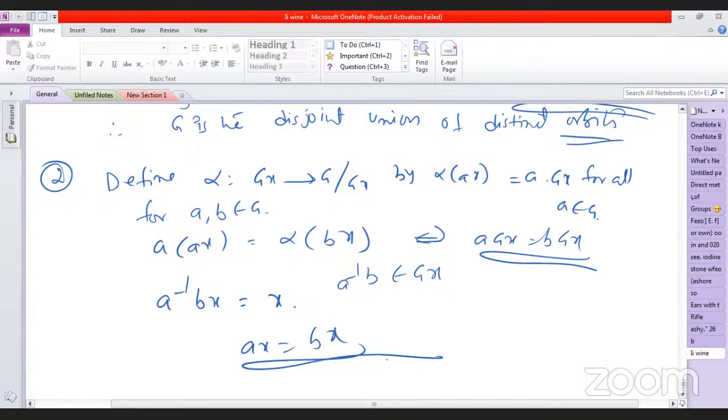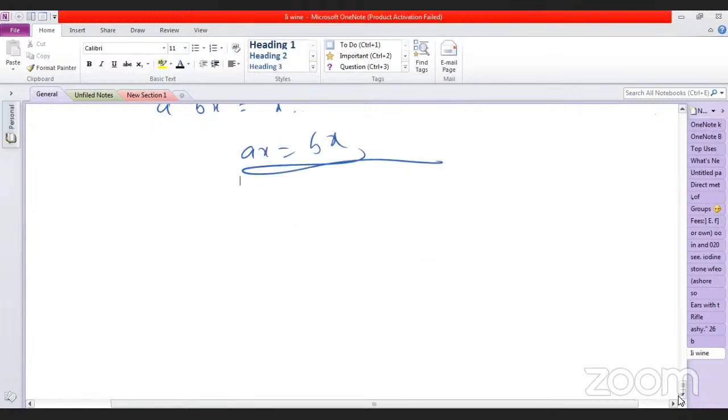It is also onto or not? Yes, sir. How is it onto? It is also well defined and one-one. So it is clearly one-one and onto. So every element of G by Gx is of the form aGx, which is equal to alpha of ax. From there, alpha is a bijection, one-one and onto.